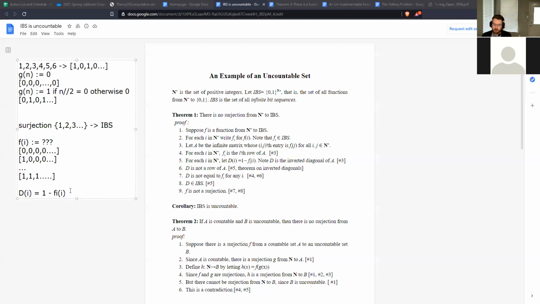Now we know that D is not a row of A. It's right here. How do we know that? Well, I've just defined D in this way, and we know from the theorem on inverted diagonals, which is what we used to show that the reals are uncountable, that it's not there. So D is not equal to any f sub i for any i. But it's a function that gives us an infinite bit sequence. So how is this possible? We've listed all the functions from the positive integers to an infinite bit sequence.